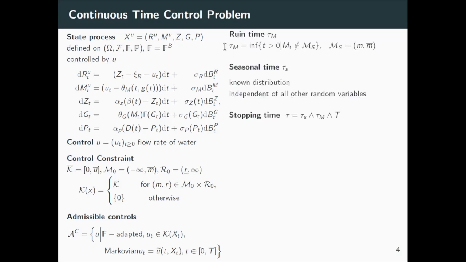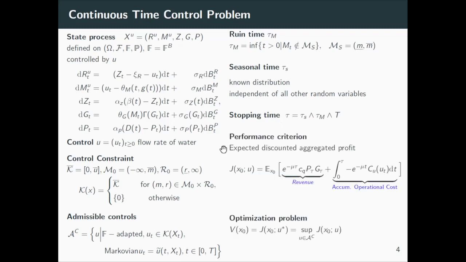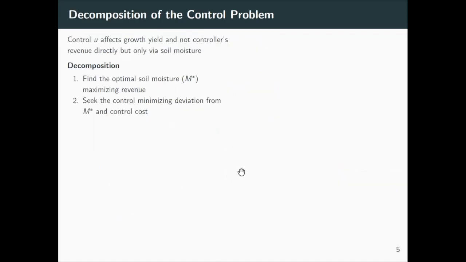Furthermore, the ruin time tau m is the first time the soil moisture is out of the range of curly M. Lack of inflow of water from the reservoir does not necessarily imply ruin. We assume that the seasonal time tau s has a known distribution and it is independent of all random variables. Hence, we define the overall stopping time tau. The aim of the controller is to find a control U that maximizes the expected discounted aggregate profit described by J. The current optimization problem is more complex and does not possess a closed-form solution due to the control constraints and the stopping time.